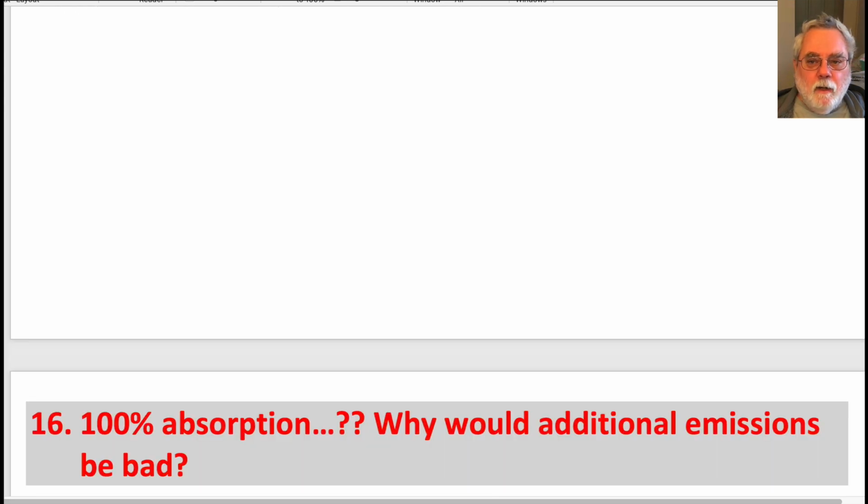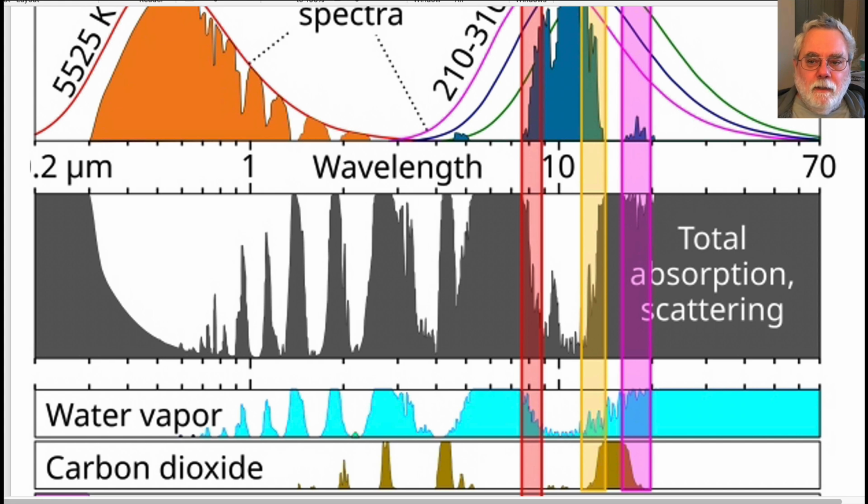Section 16, 100% absorption. Why would additional emissions be bad? A confusing issue is that large portions of the 15 micron, 4.3 micron, and 2.7 micron absorption bands have nearly 100% absorption between the surface of the Earth and the top of the atmosphere. Adding more carbon dioxide to the atmosphere still increases heating, according to climate scientists. Why is this?